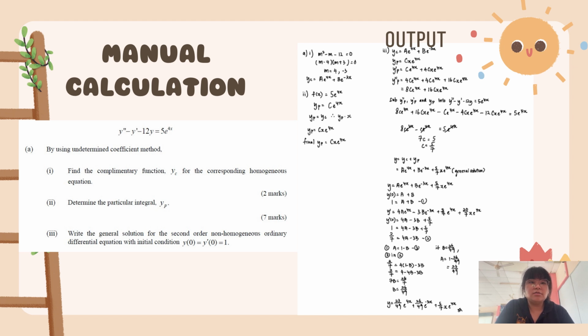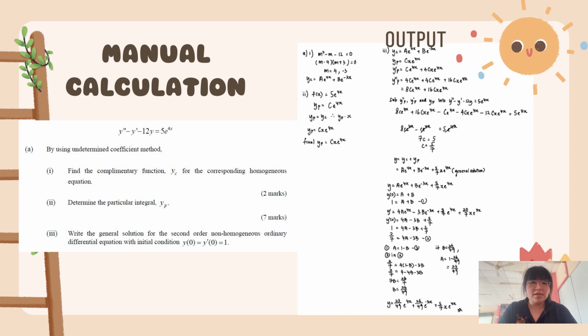After that, we have to find the general solution with the formula y is equal to yc plus yp, which the final answer we can get is ae to the power of 4x plus be to the power of negative 3x plus 5/7 xe to the power of 4x.